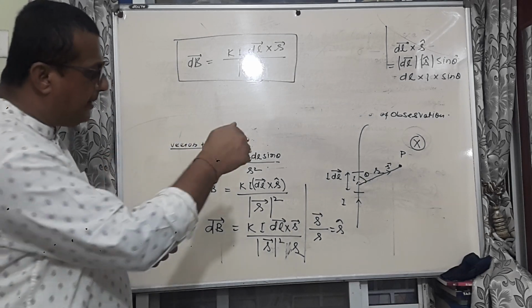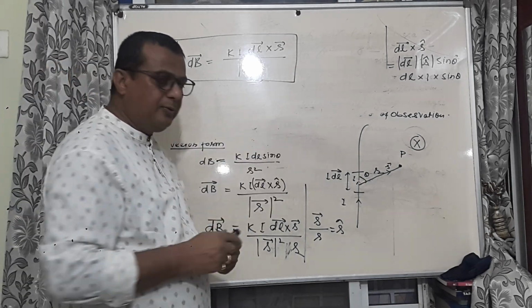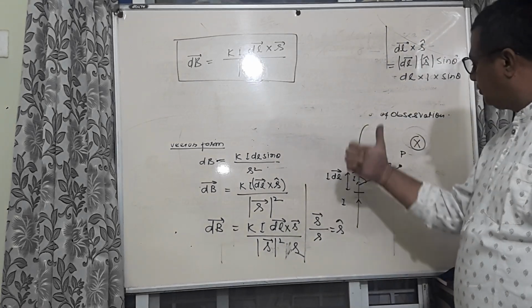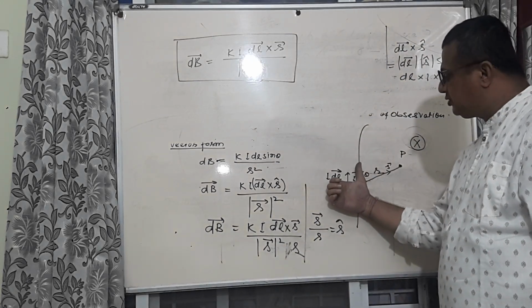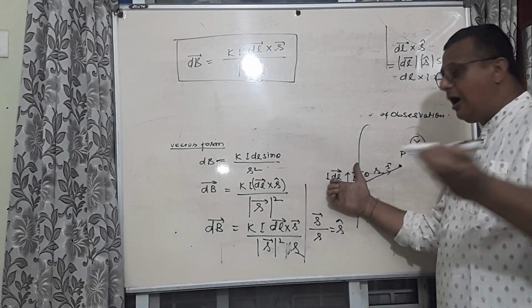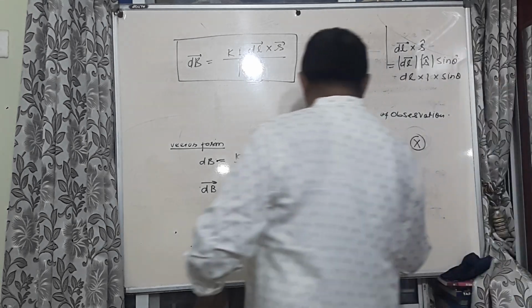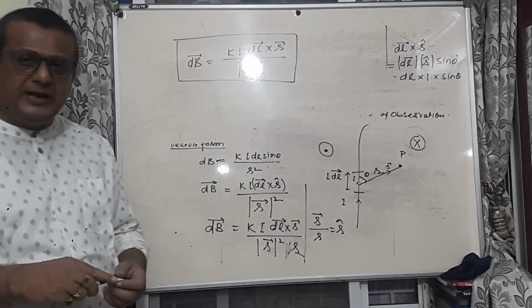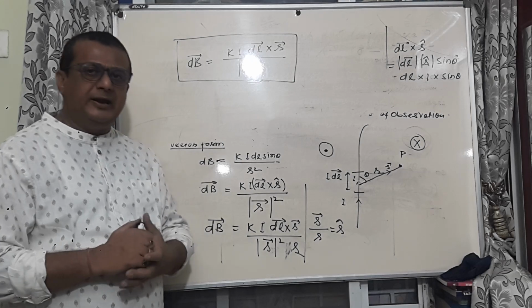If you want to find the magnetic field at this side, then put the thumb in the direction of current and your fingers are pointing outside. So at this position the magnetic field will be outside. So we can calculate the direction of magnetic field very easily.